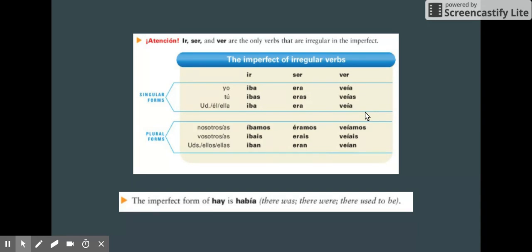Also, in the imperfect tense, there are only 3 irregular verbs: ir, ser, and ver. Ir: iba, ibas, iba. Ser: era, eras, era. Ver: veía, veías, veía, and so forth. So almost all the verbs in the imperfect tense are regular verbs. Only these 3 are irregular. And one other verb is the verb haber: había 3 personas, habían 3 personas, habíamos, and so forth.